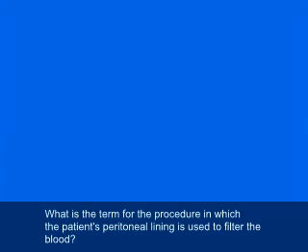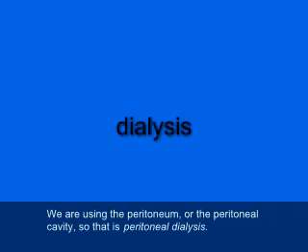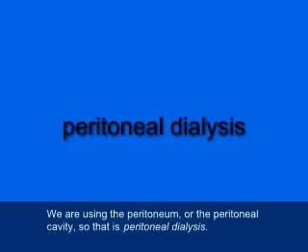What is the term for the procedure in which the patient's peritoneal lining is used to filter the blood? Okay, we're filtering the blood, so that's dialysis. We're using the peritoneum or the peritoneal cavity. So that's peritoneal dialysis.